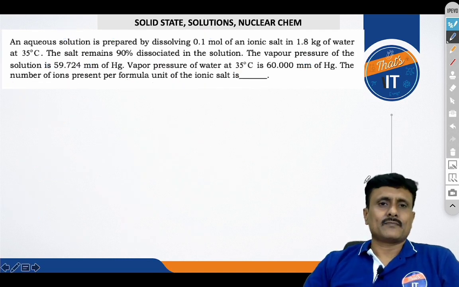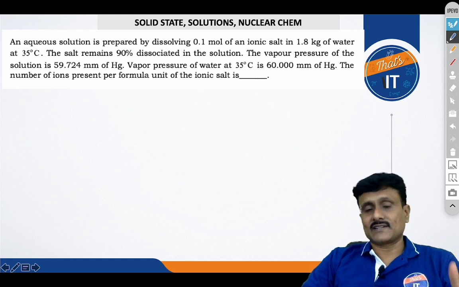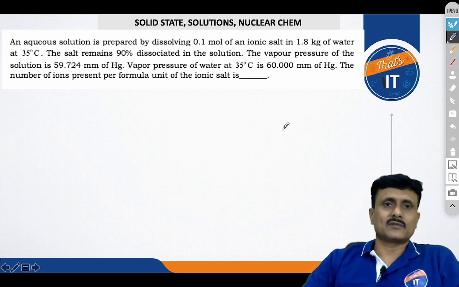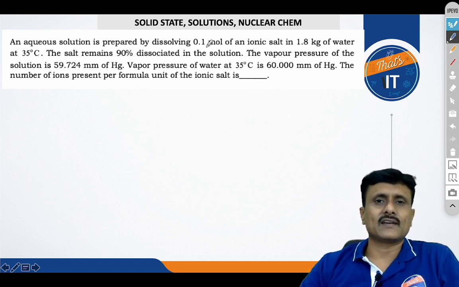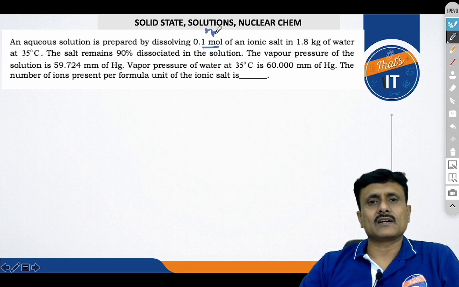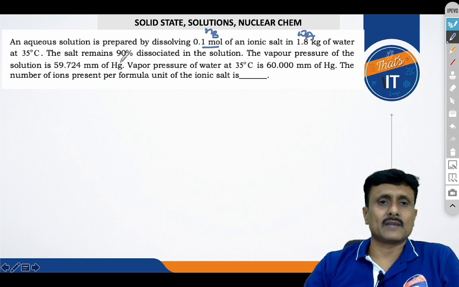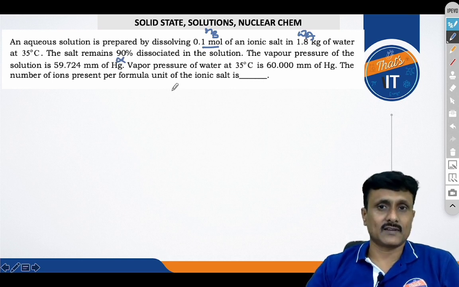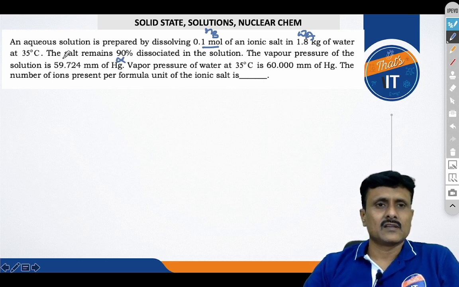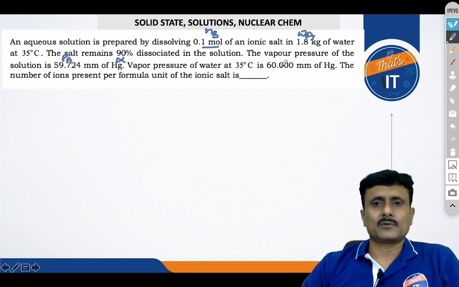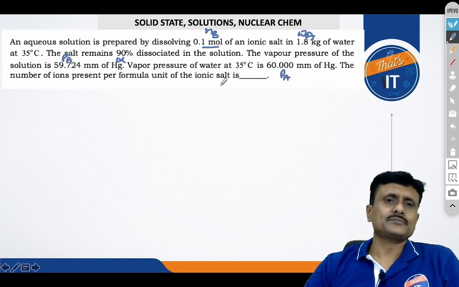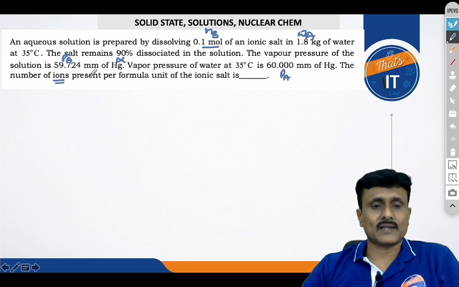Let's see the next one. An aqueous solution, we have to interpret the data. Data science is very important here. You can see that the number of moles of the ionic salt, that is NB, is given. So the weight of solvent is also given in kilograms, and the salt remained 90% dissociated. The alpha value is given. The vapor pressure is PA, and for pure water it is P0. And you have to find out the number of ions, right?